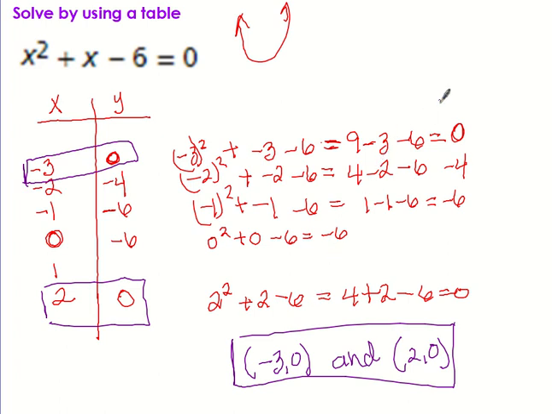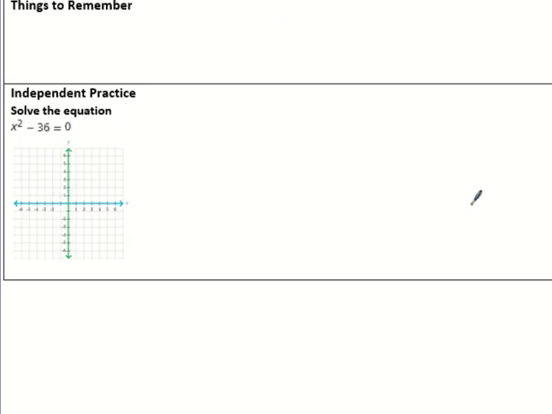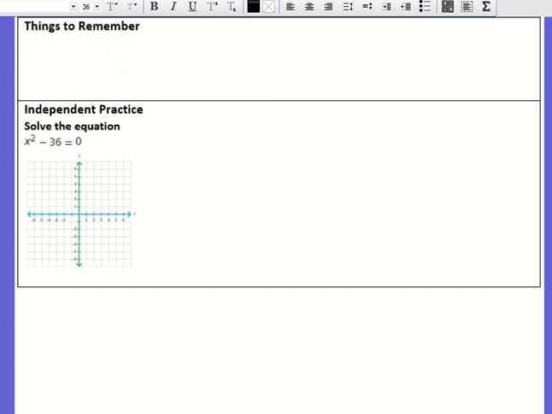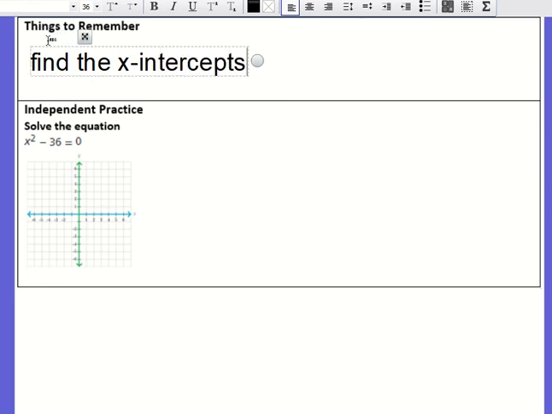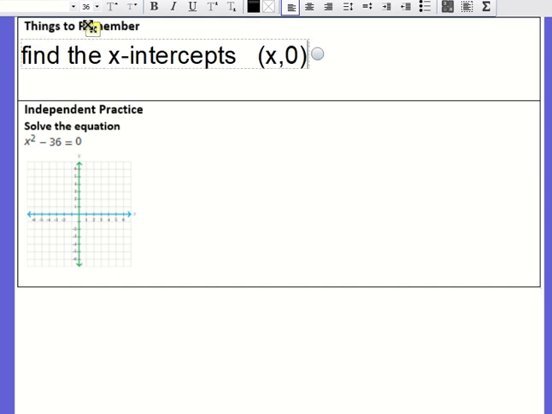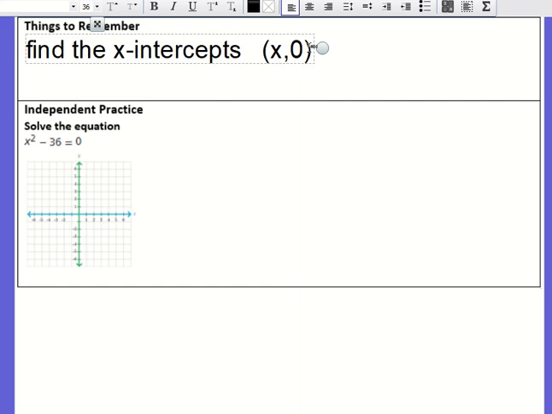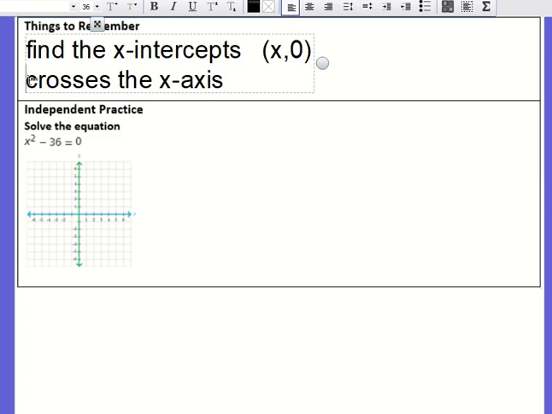All right, let's keep going. Oh, yay, that's all we got to do. So things to remember, we're looking for our x-intercepts, right? Find the x-intercepts. That's where it's going to be x, comma, 0 for our y's. It crosses the x-axis, where it crosses the x-axis. I'll put that.